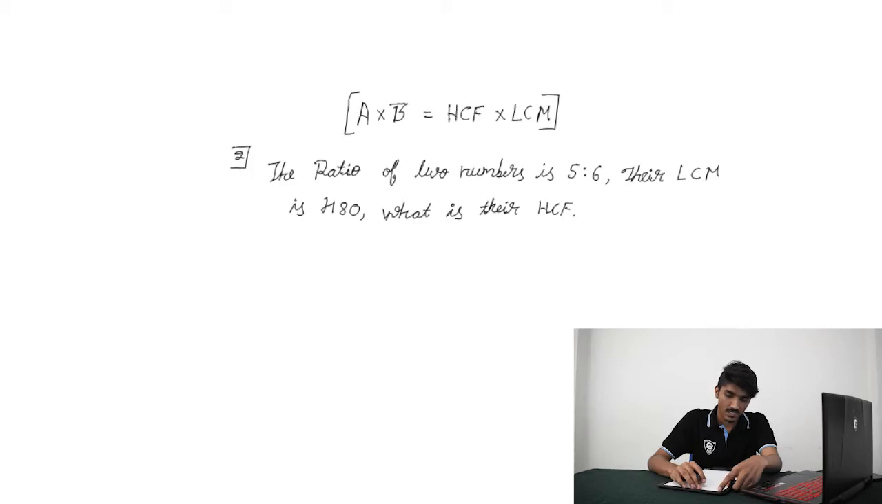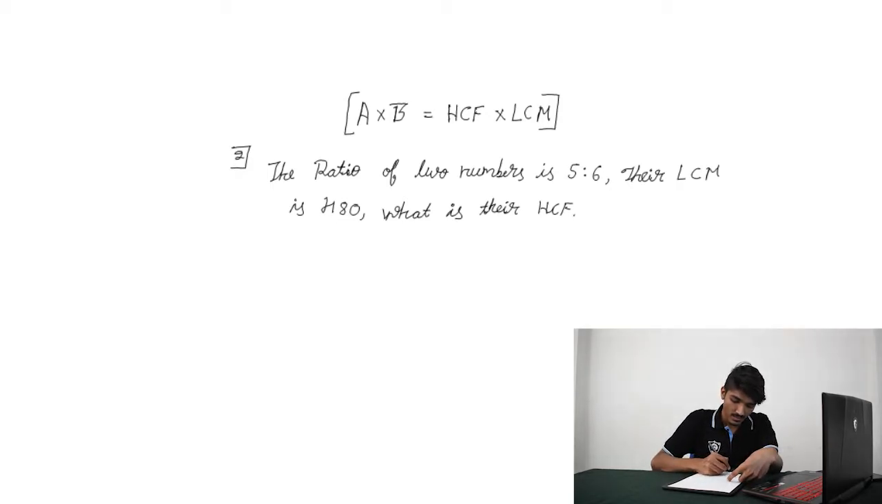Most of the questions regarding HCF and LCM will be on the main formula, that is, the product of two numbers will be equal to the product of HCF and LCM of the two numbers. So let's see the problems on this formula. The next question is: the ratio of two numbers is 5 to 6 and their LCM is 480. What is their HCF? Since the formula says the product of two numbers A and B will be equal to the product of the HCF and LCM.